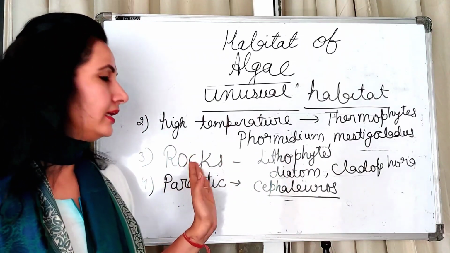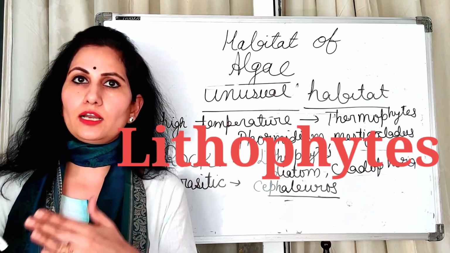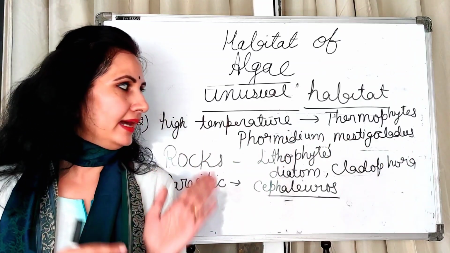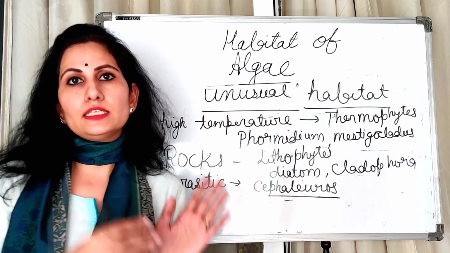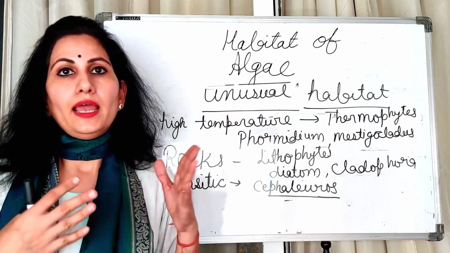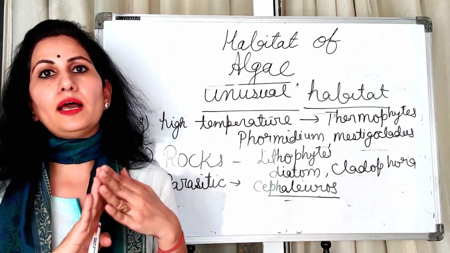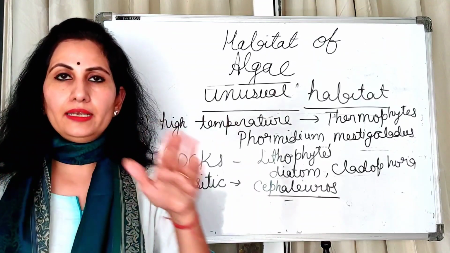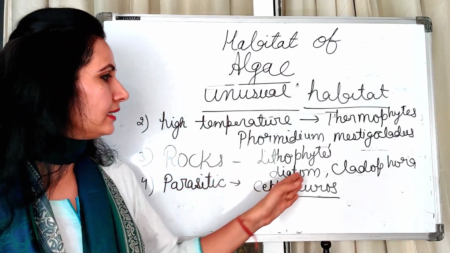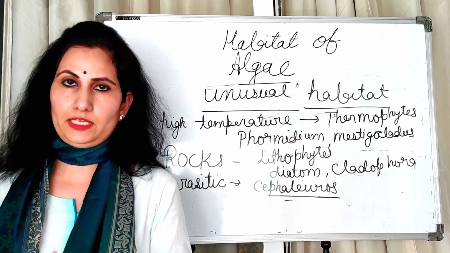Next is the algae which are found on rocks. The algae which are found on rocks are known as lithophytes, and examples of lithophytes are diatom and cladophora. These are the algae which help in the succession of the rock, and during the succession the first organism or first plant which goes on the barren land is known as the pioneer plant. So here these algae like diatom and cladophora are the pioneer plants during the process of succession.